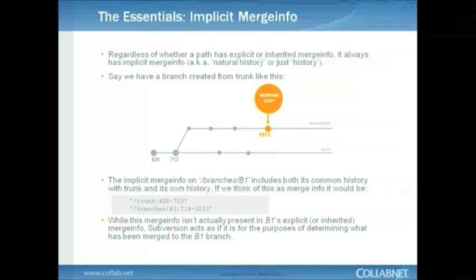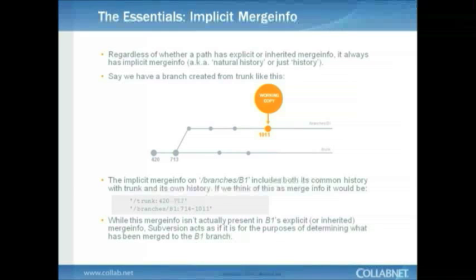Implicit merge info. Remember when I said if you don't have explicit or inherited merge info, you might have no merge info at all? This is sort of the exception. Understanding implicit merge info isn't required to use merge tracking. Arguably, it's an implementation detail, but it helps complete the understanding of how merge tracking works, so I'm going to spend just a quick minute on it.